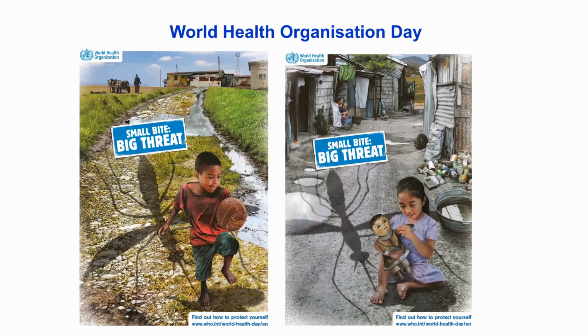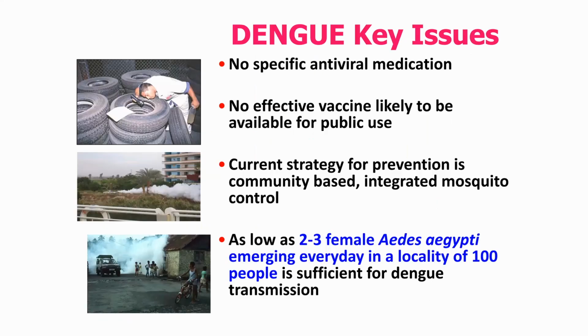The key issues in controlling dengue are that there's no specific antiviral and no effective vaccine. The current strategy for prevention is community-based integrated mosquito control. And the most important point is that as few as 2 to 3 female Aedes aegypti emerging every day in a locality of 100 people is sufficient for dengue transmission.